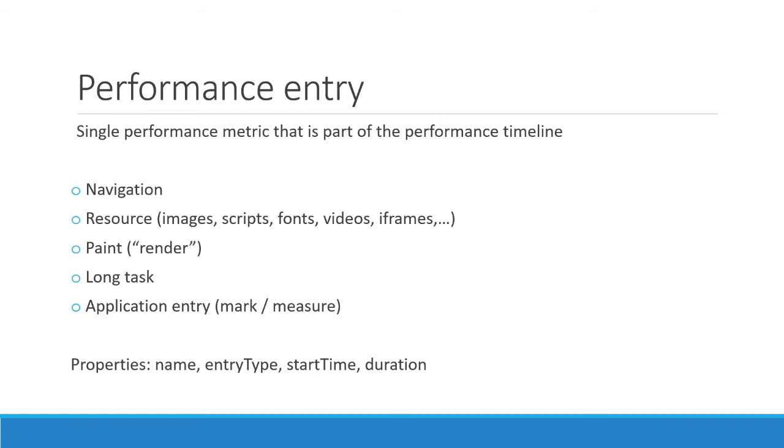For example, I was telling you before, when you want to measure 2 points in the application, you can have your own entries, add them in the performance timeline, and then store them somewhere. So these entries have 4 properties: the name, then the type, which is one of the above bullets, a start time, and a duration.